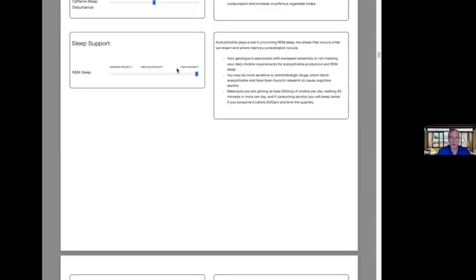Next thing we see is REM sleep. This will be very important to communicate to the patient. We're going to ask them, how do you sleep? How well are you doing with sleep? And see if they can focus on it a little bit.